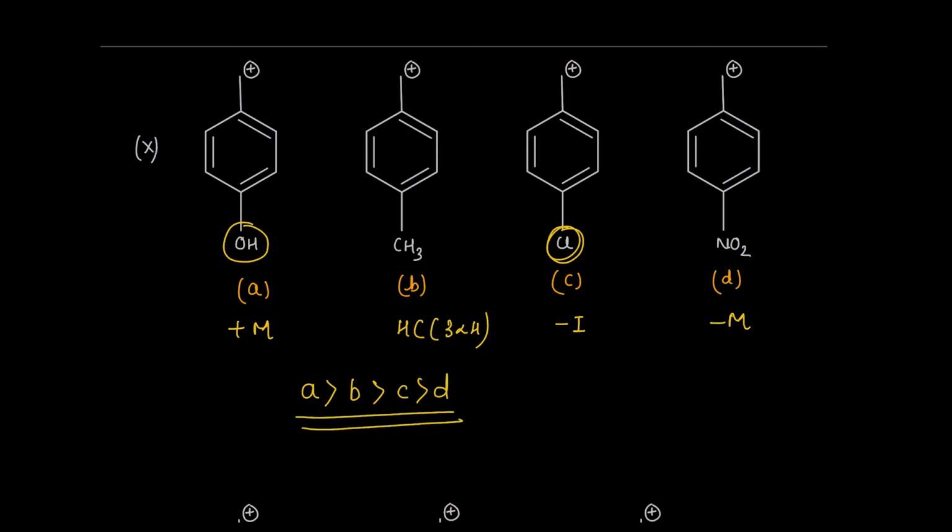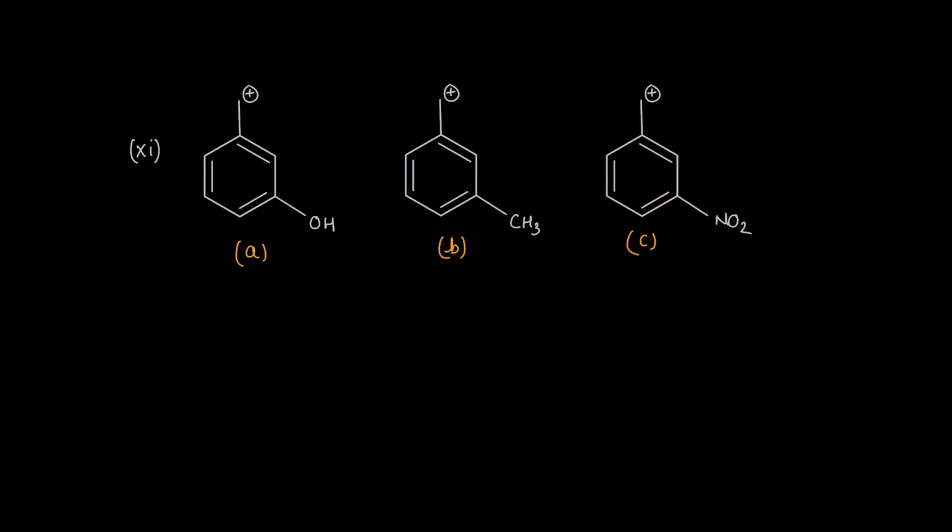Fine. Question number 11. Here it's given a similar question, but the groups are present at meta position, and we know that at meta position there's no resonance, there's no hyperconjugation. The only electronic effect that we observe is the inductive effect, right? So OH will show -I effect, CH3 will show +I effect, NO2 will show -I effect. Now, in order to determine the stability order, we have to understand which one is more -I, OH or NO2, because we know B is most stable because of electron donating nature.